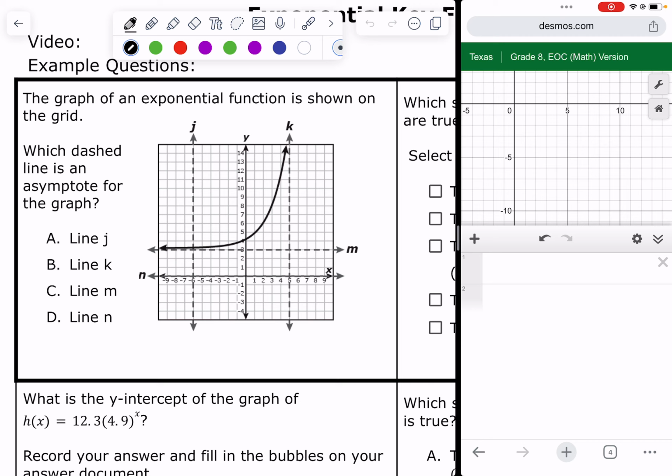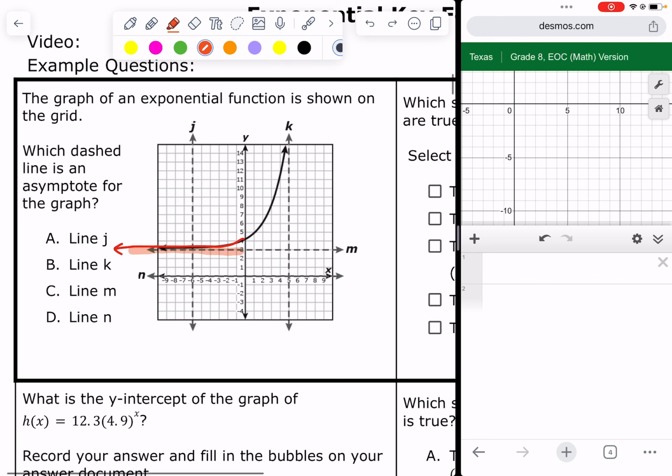So remember, when we think about an asymptote, we want to see where this J shape starts becoming a straight line. So about right here, it starts becoming a straight line, and that's on line M. So line M is our asymptote. So C would be our correct answer.